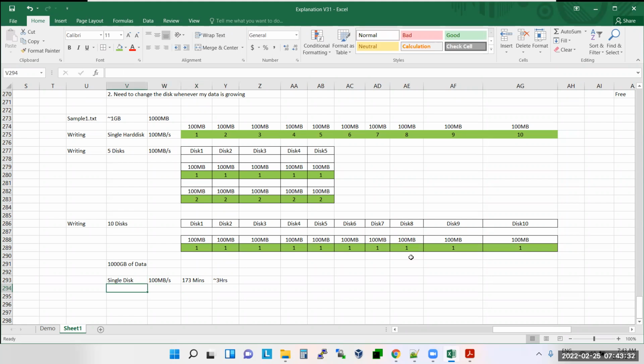But now I created a logical storage with a combination of 10 servers or 10 disks.